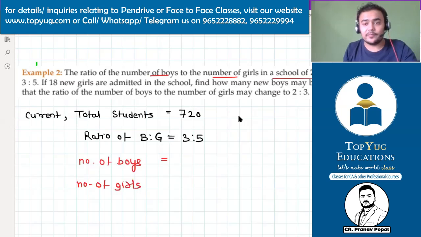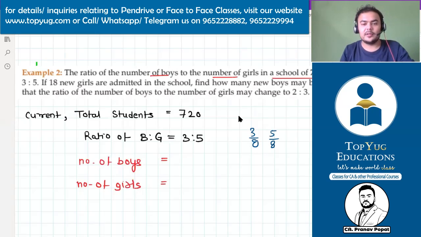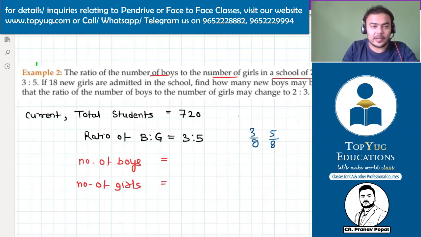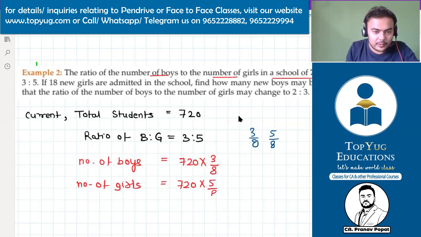Sir, how to calculate this? Whenever you distribute some value between two ratio parts, a very simple thing is that the first part of 3:5 can be converted to 3 by 8, and the second to 5 by 8. This 8 comes from 3 plus 5. So just do it like this: 720 into 3 by 8, and 720 into 5 by 8. Then you will get the answer. 720 into 5 by 8 is 450, and 720 into 3 by 8 is 270.